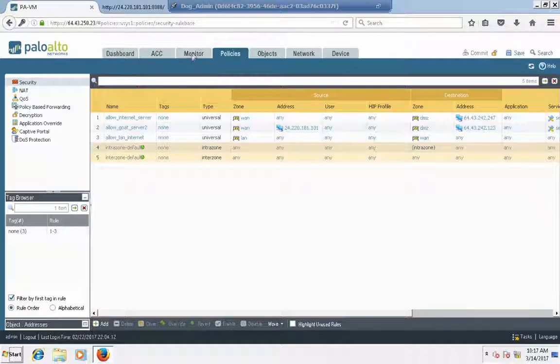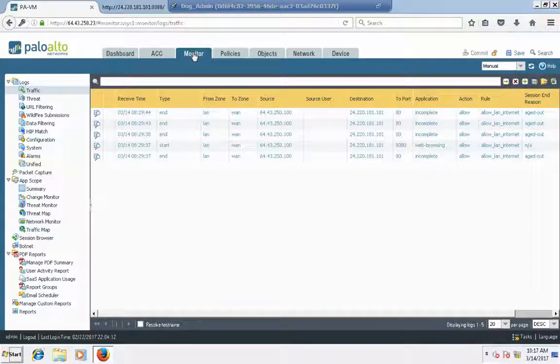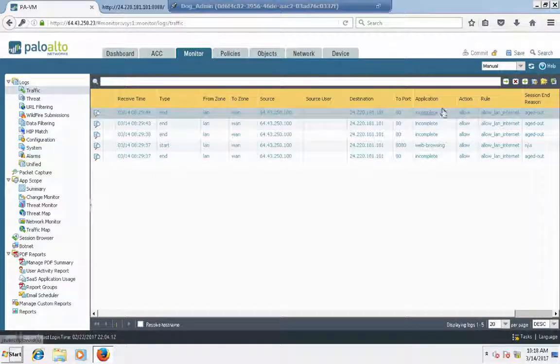The pro tip for when we start to have troubles is go to the monitor tab. As slow and clunky as this interface is, it has really good logging and monitoring that it does. So when we look in here, we see the traffic we sent out on port 80, applications incomplete. And the reason the session expired was aged out.